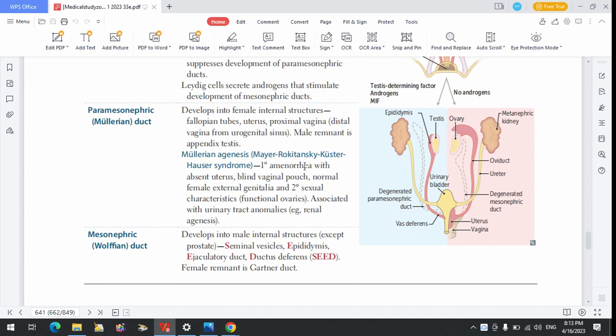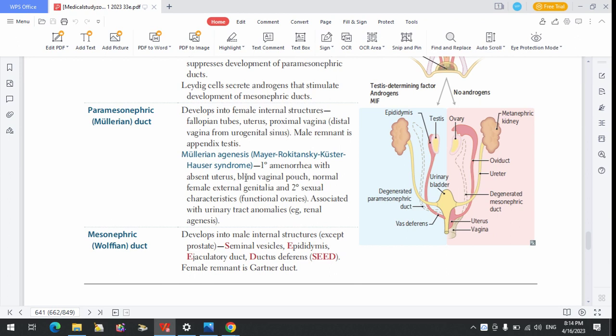So in that kind of person, that means the person will not have fallopian tubes. The person will not have a uterus. The upper part of the vagina will not be formed. So the person will have an absent uterus and a blind vaginal pouch. Of course, someone with absence of the uterus will not menstruate when it's time to menstruate. So there will be primary amenorrhea. It's not secondary, it's primary, because the person will not have any menstrual experience, since the uterus has never formed. It's never present.